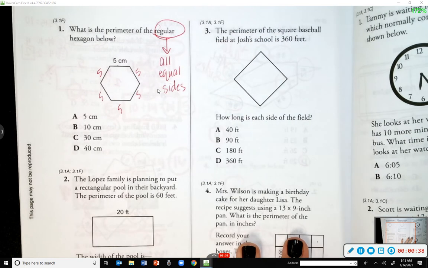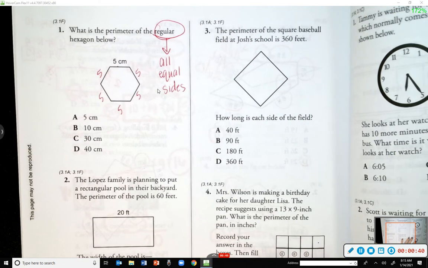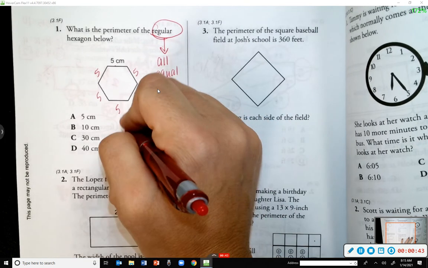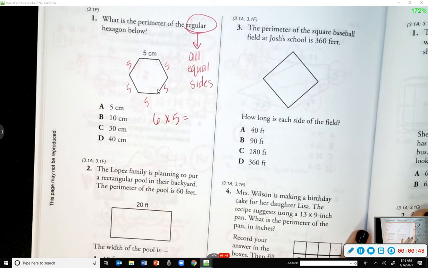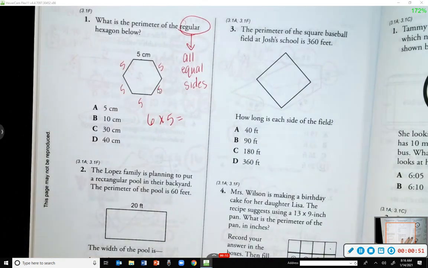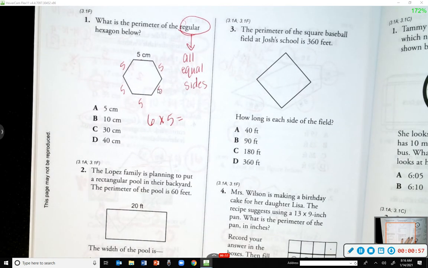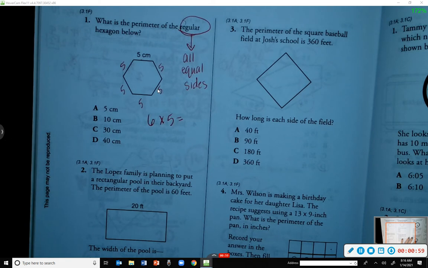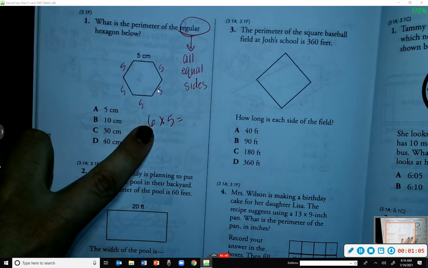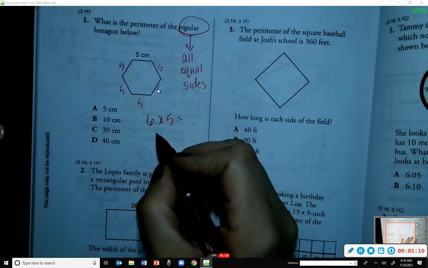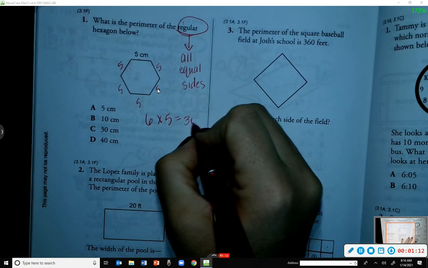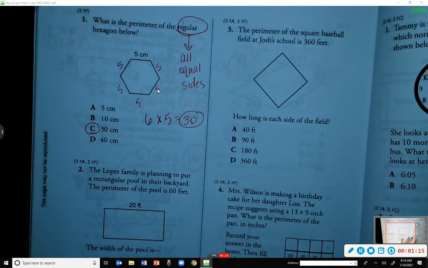Okay, I can add up or skip count all those 5s. I could also do 6 times 5. Where am I getting 6 from? Evangeline? There's 6 sides. Good, there's 6 sides. Okay, good. So the 6 is coming from the number of sides. I have 6 equal sides, so all I have to do is multiply. That would give me 30. So C would have been your correct answer.